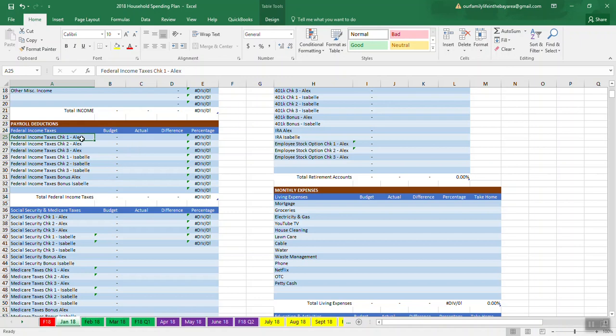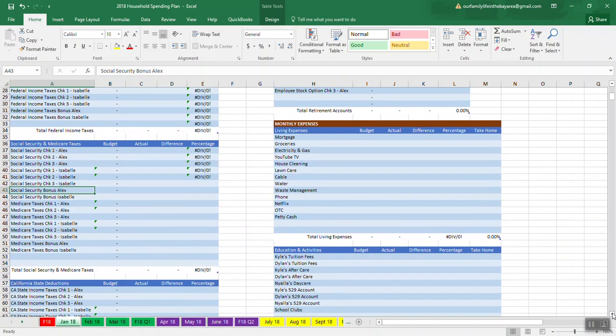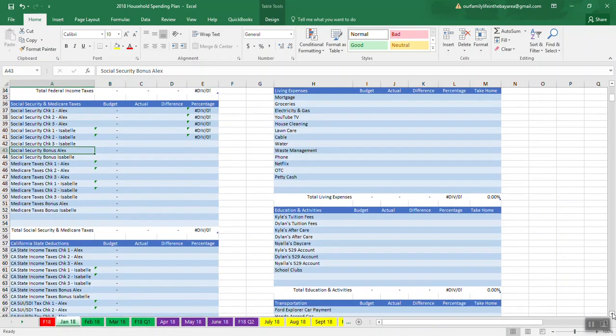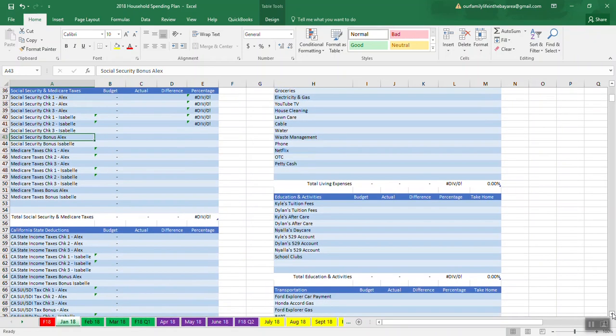So I have all this here to help me with that. This is where I track. I have another spreadsheet, but this is where I run the total. And then same thing for Social Security and Medicare. Just because I started with the federal income tax, I want to make sure I have this as well, because I have to go from the gross income to the take-home income. So this is here just for that.